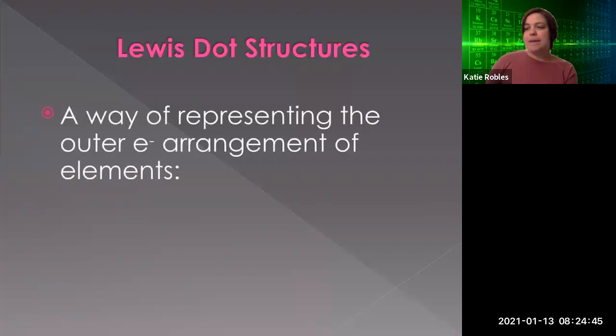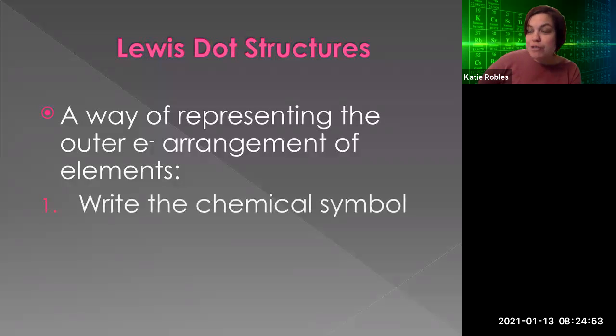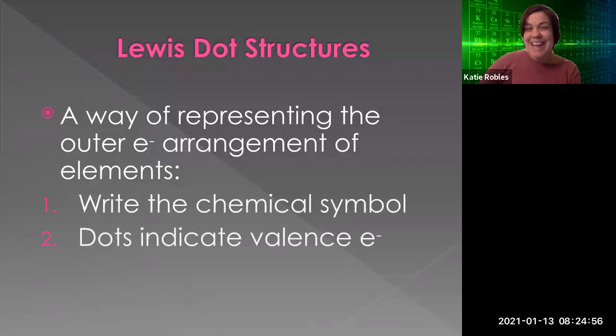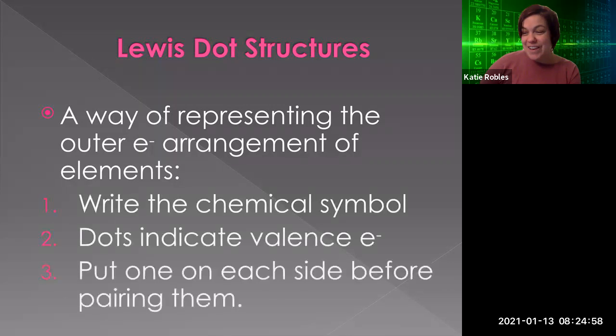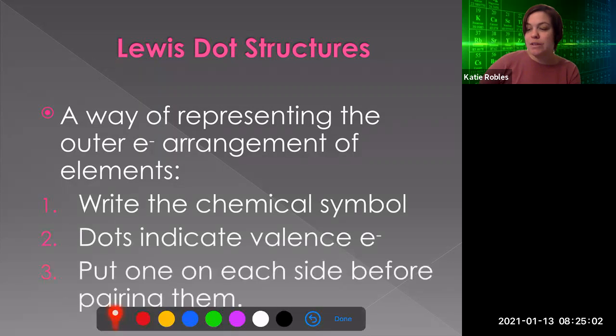So a Lewis dot diagram is a way of representing these outer electron arrangements. The first thing you do is write the chemical symbol, and then you give dots to indicate valence electrons. You put one on each side before you pair them. So let me give you an example here of, say, carbon. Carbon has 4 valence electrons. We say 1, 2, 3, 4 valence electrons.